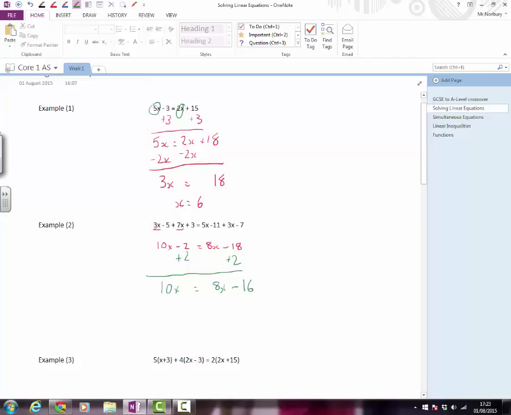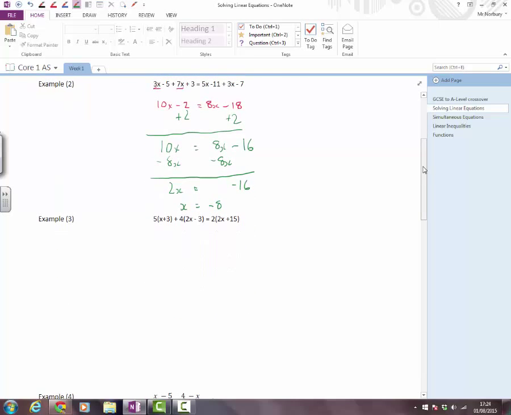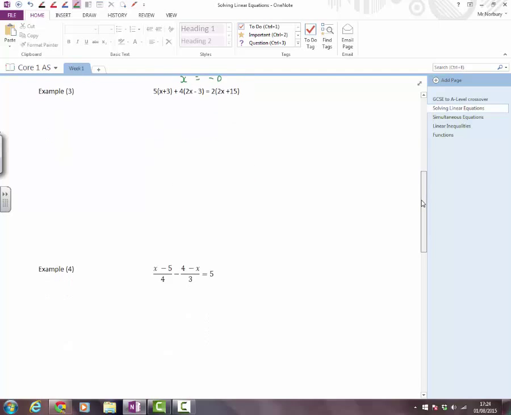The reason why I added 2 was because I wanted to get rid of that negative 2 there. Now I need to get rid of this 8x, so I'm going to get rid of the 8x by taking 8x from both sides, and that leaves me with 2x equals minus 16. Well, if you ignore the minus, 2 times what makes 16? Well, that's 2 8s are 16. Don't forget to put your minus in at the end. Okay, and now let's move on to example 3.